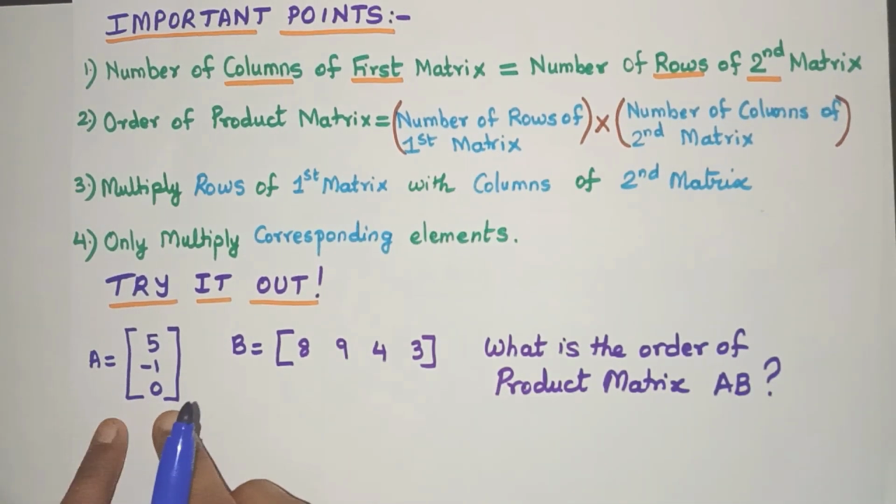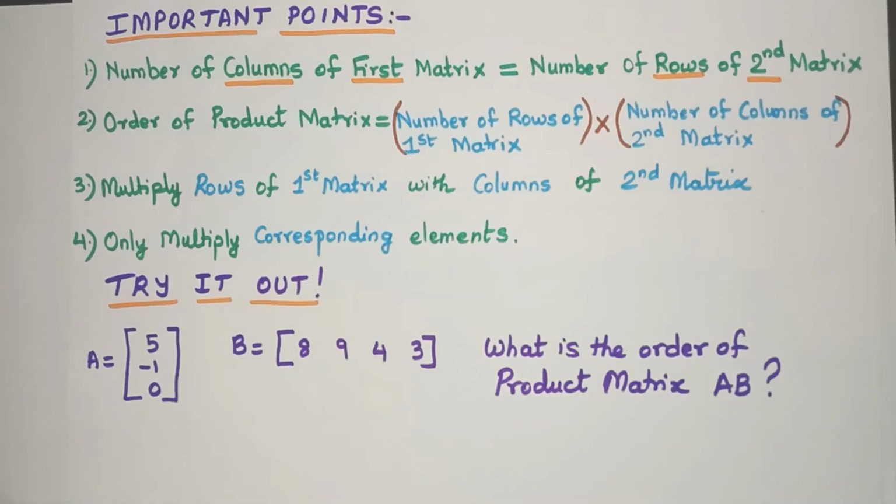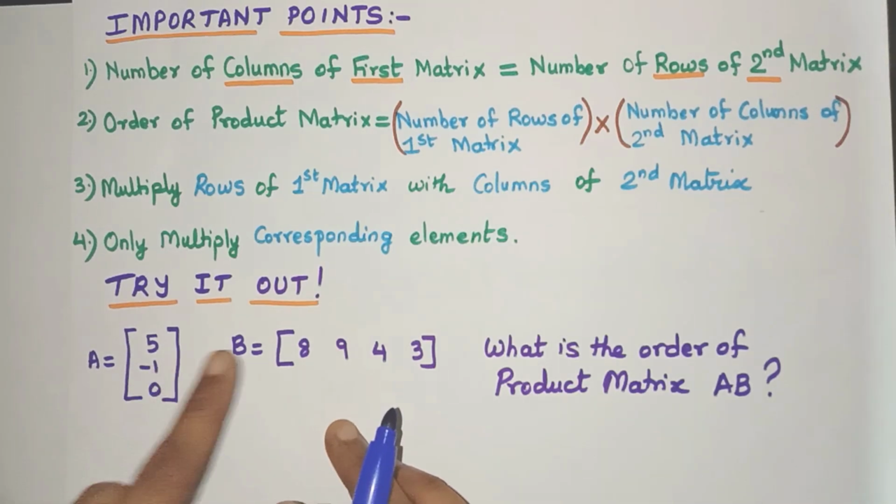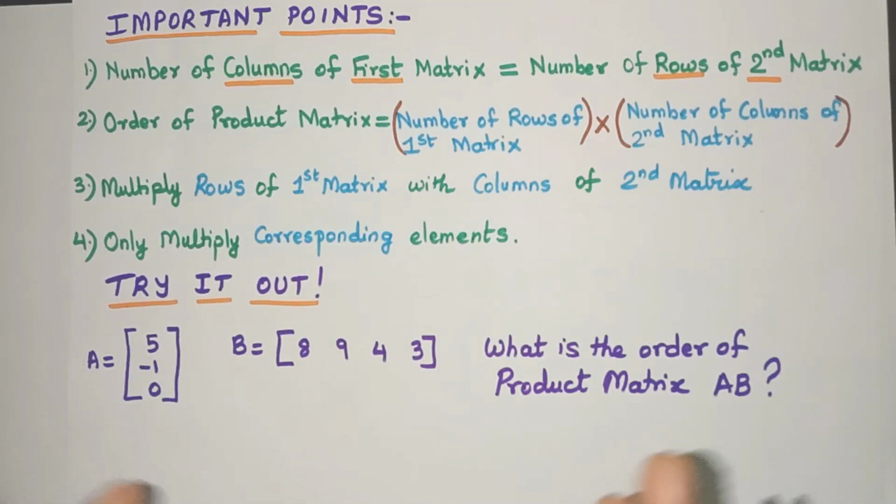Here you have matrix A and B. All you have to do is find out what is the order of the product matrix AB. Can you find it out?